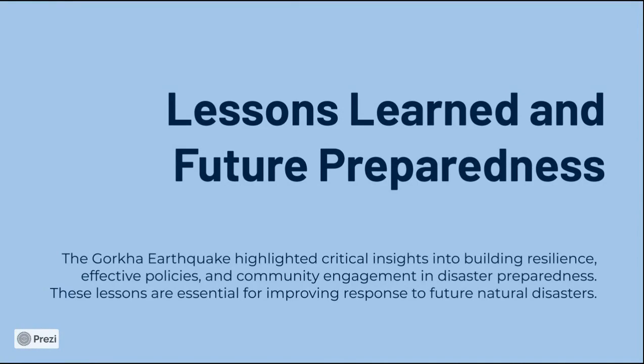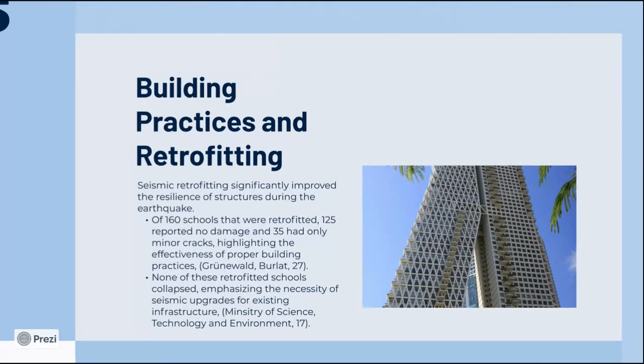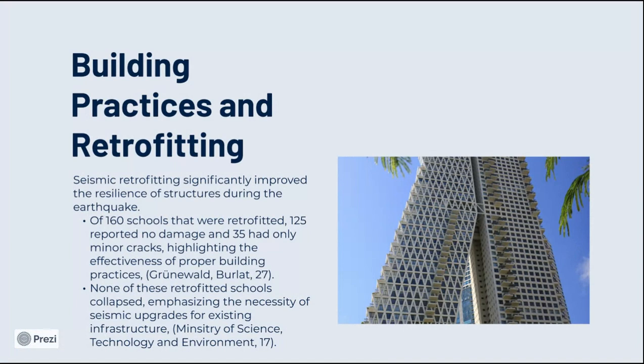Lessons learned and future preparing. Schools that had been retrofitted against seismic shocks performed much better than those that were not. Out of 160 retrofitted schools in the most affected districts, 125 reported no damage and 35 had only minor cracks. None of the retrofitted schools collapsed or needed major repairs. This success highlighted the importance of seismic retrofitting for existing buildings, especially critical infrastructure like schools.